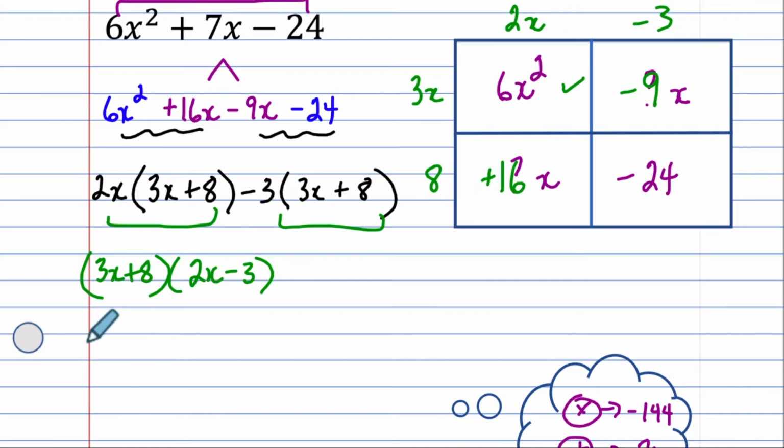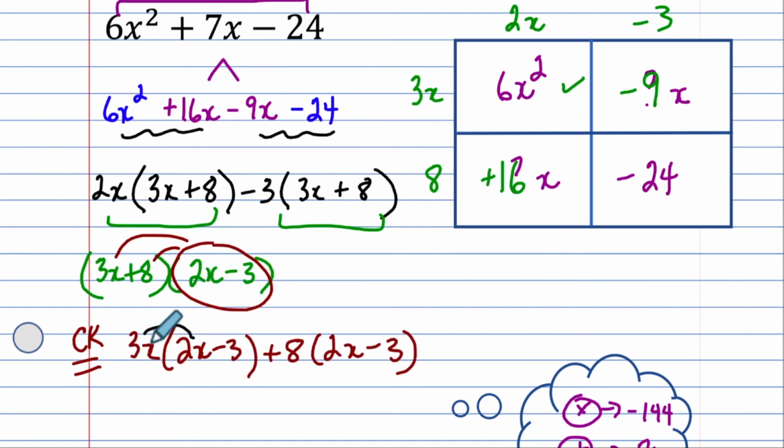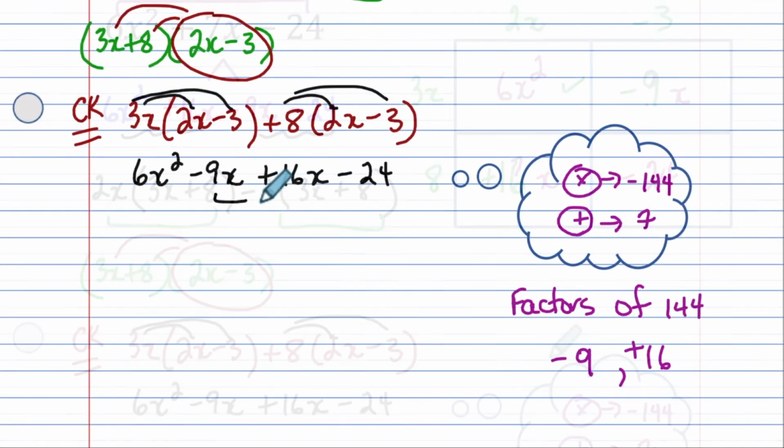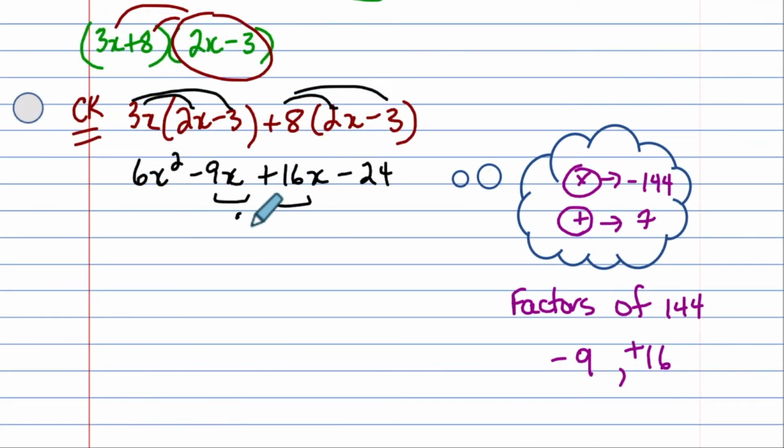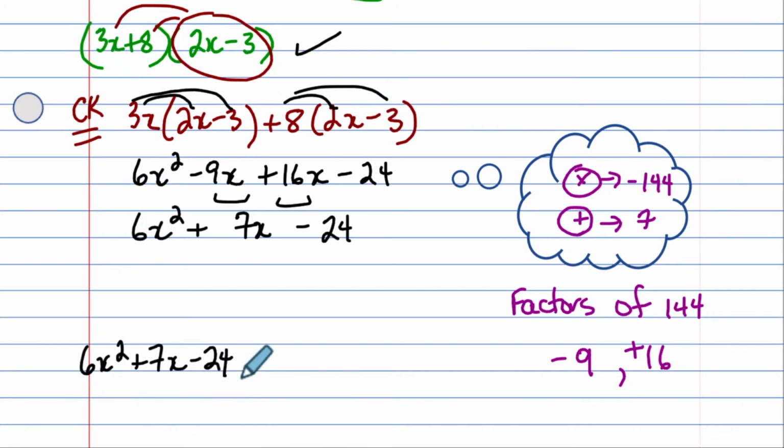Remember, you could also check your work by distributing. We could distribute this 2x minus 3 into both terms. We have a 6x squared minus 9x plus 16x minus 24. Collect our like terms, and we do have the 7x in the middle. We know we were right. This trinomial factors to 3x plus 8 times 2x minus 3.